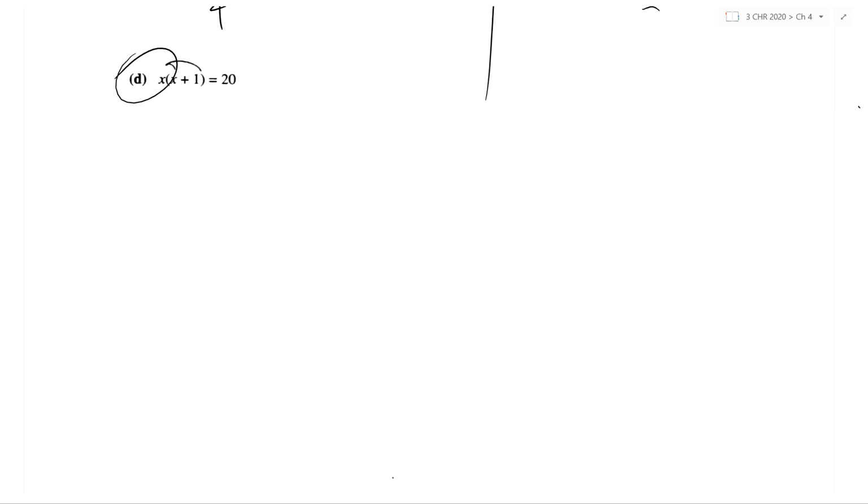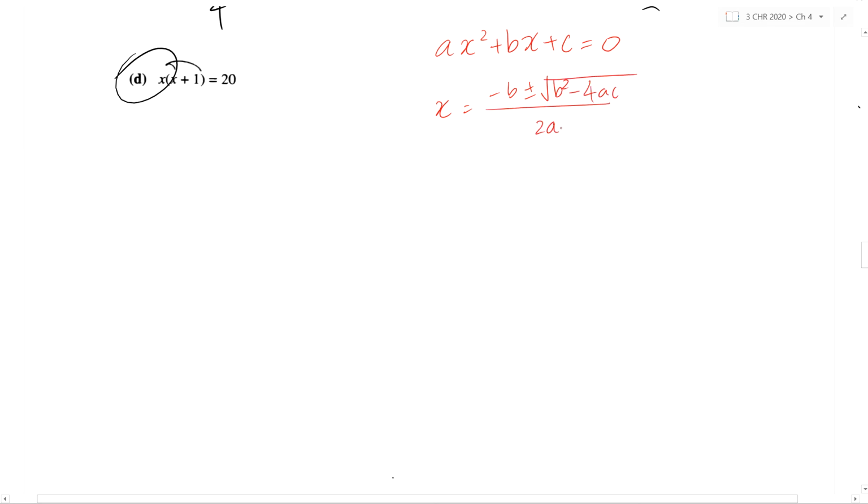With a recap, we are able to solve quadratic equations looking like this: ax squared plus bx plus c equals 0. We can solve this using x equals negative b plus minus the square root of b squared minus 4ac, all over 2a. We can solve all these using the formula. I'm going to pause this portion.